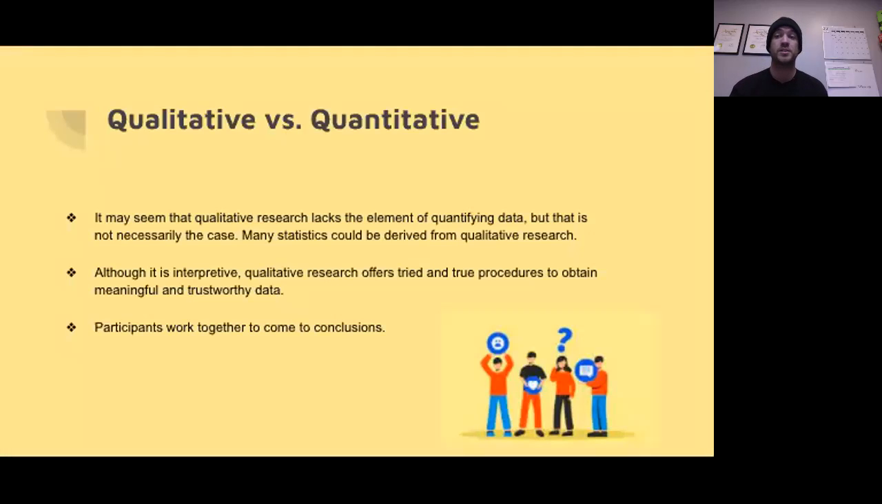Although it may seem that qualitative research lacks the element of quantifying data, that's not necessarily the case. Many statistics can be derived from qualitative research. Although it's interpretive, qualitative research offers tried and true procedures to obtain meaningful and trustworthy data. The style of research allows participants to work together to come up with meaningful conclusions on any given topic.